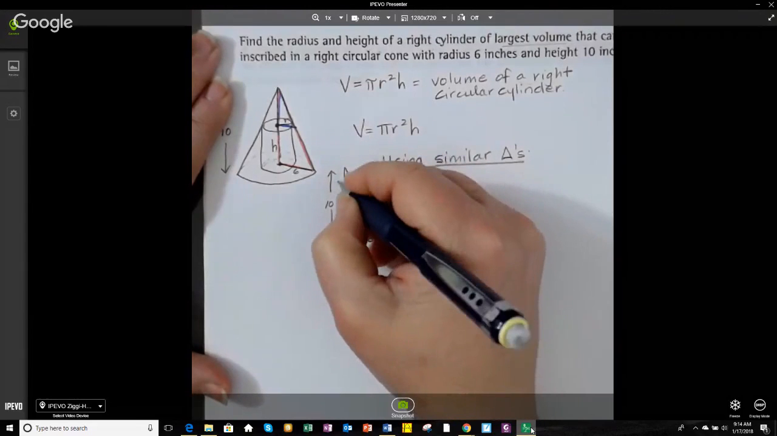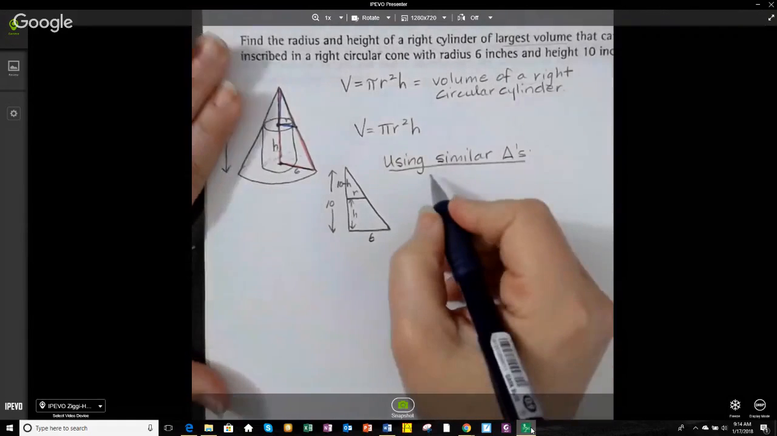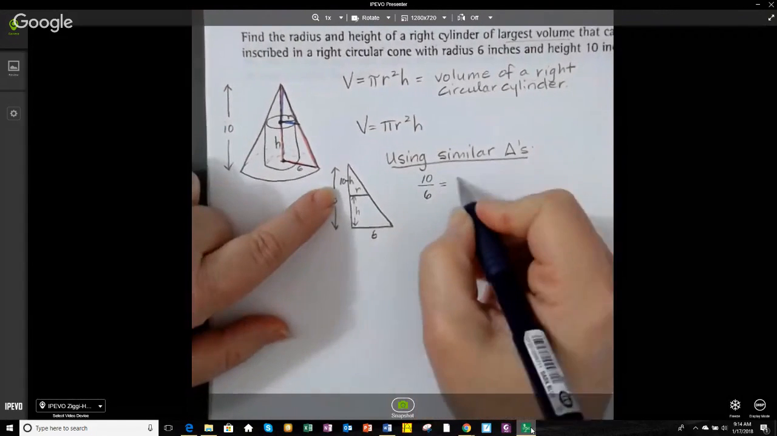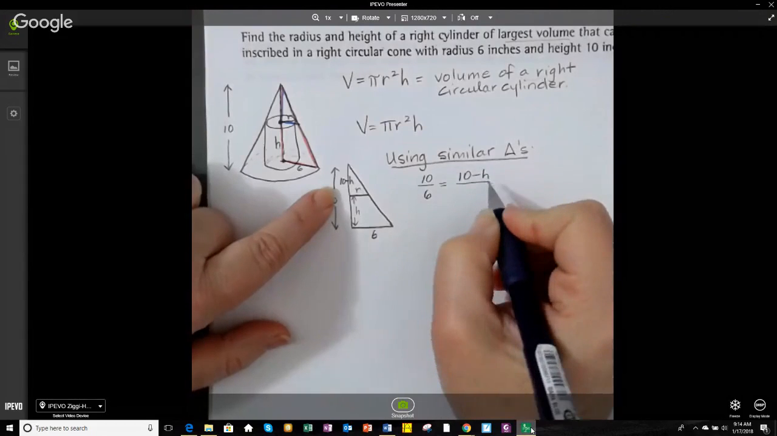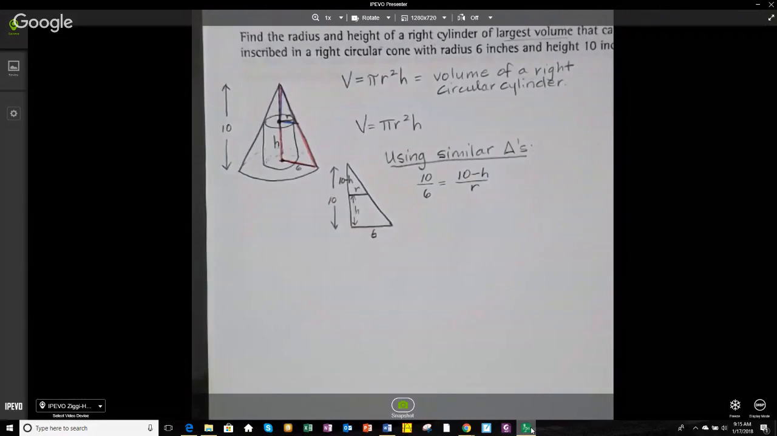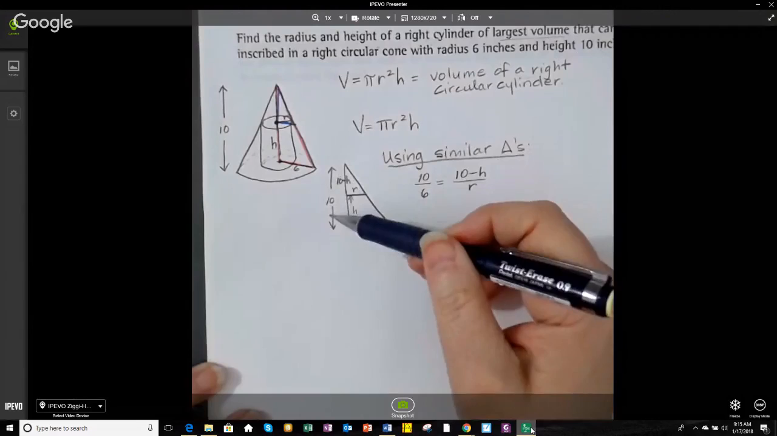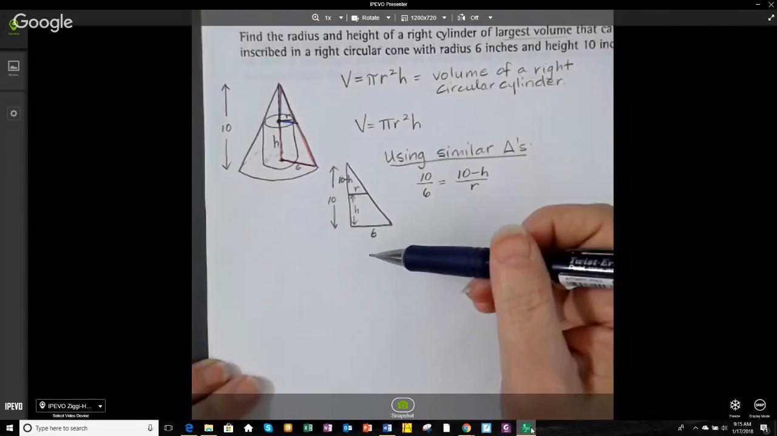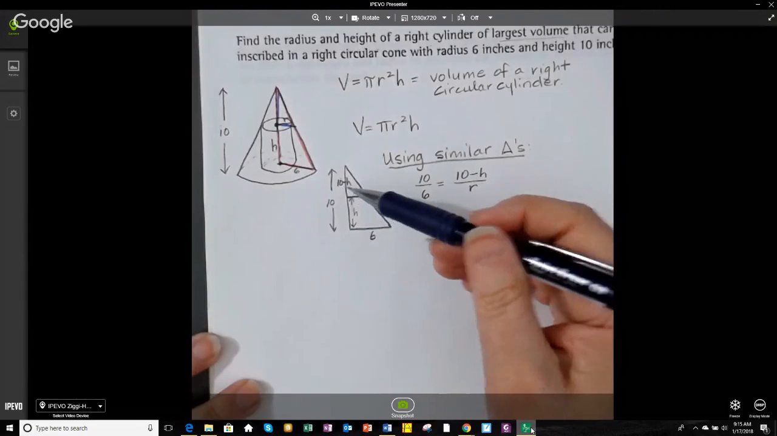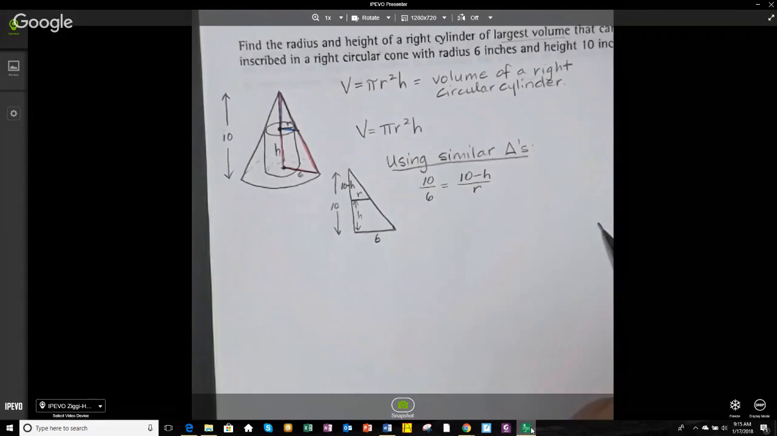This distance here has to be 10 minus h. So using similar triangles, I can say 10 is to 6 as 10 minus h is to r. Now, there are many ways you can set up this ratio. You can say r is to 6 as 10 minus h is to 10. You can say 6 is to r as 10 is to 10 minus h. But as long as you're consistent, it doesn't matter which way you set up the ratio because you'll get the same thing.